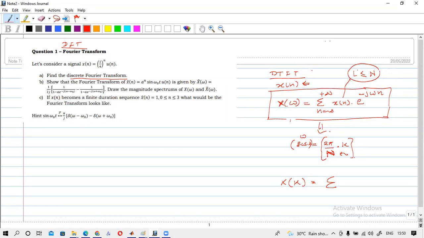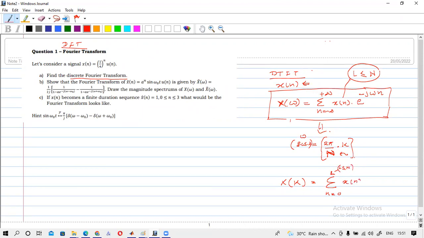Because if you get infinite values, there is no use, so you have to define it. You will get this kind of expression. So this n should run from 0 to L, and L should always be less than or equal to N.